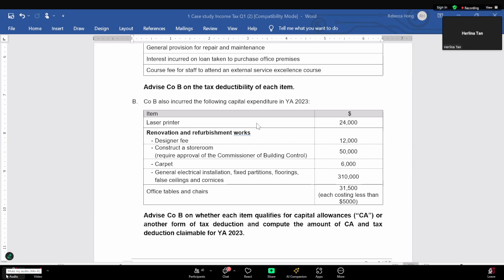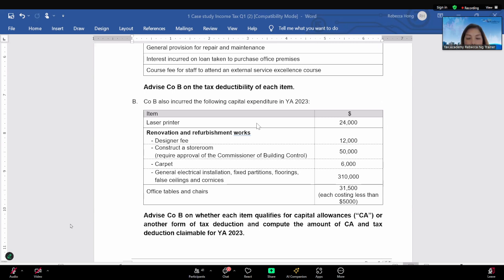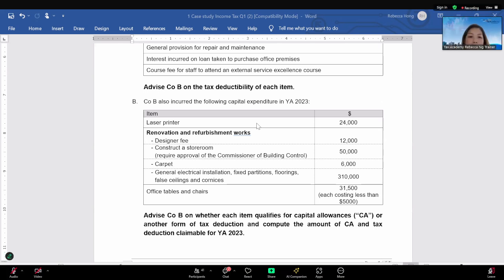Is the laser printer qualifying for capital allowance or section 14N deduction? Capital allowance. How about renovation and refurbishment work? We have the designer fee. Is it allowable? We look at the list of qualifying and non-qualifying expenditure, slides 77 and 78. Qualifying is under slide 77, non-qualifying under slide 78. So the designer fee: not qualifying expenditure under section 14N.